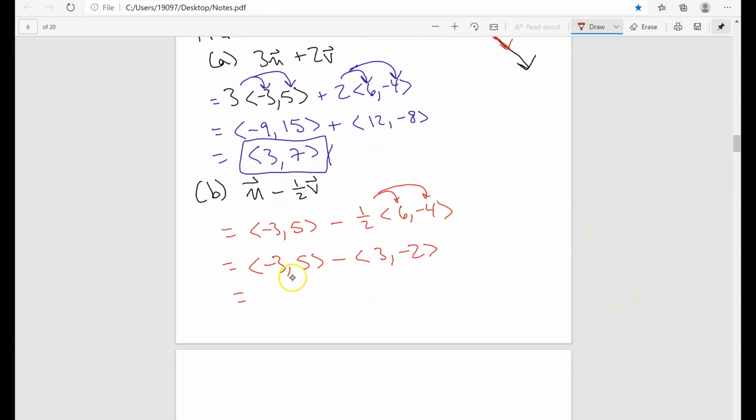And then what you're going to do is subtract these. So this is going to be -3 minus 3. That's going to give me -9. No, that's wrong. Oh my God. -6. Then 5 minus -2 is going to give me +7. Okay, so this is going to be my solution.